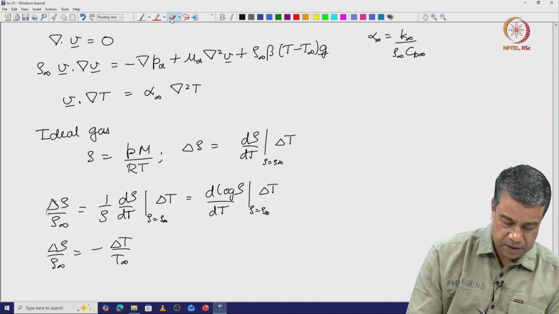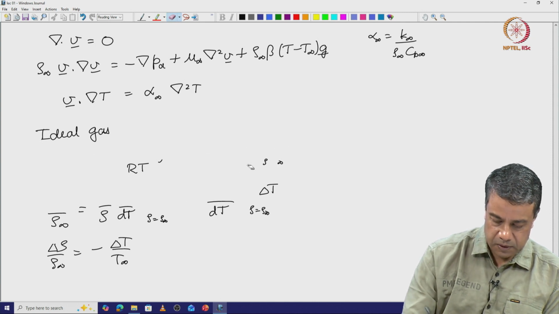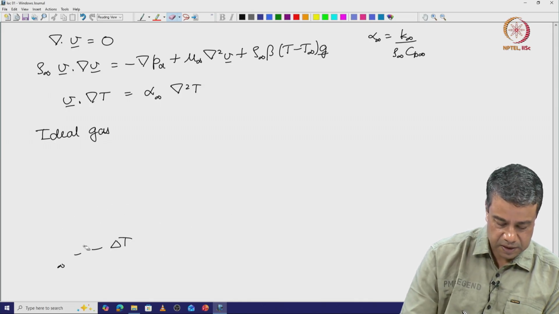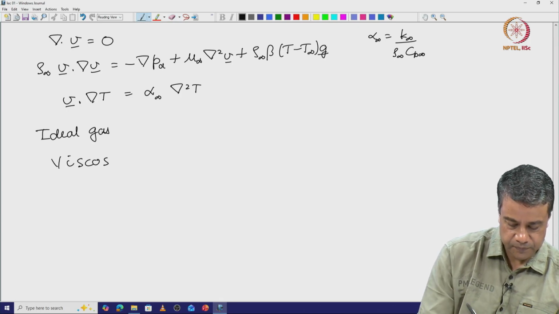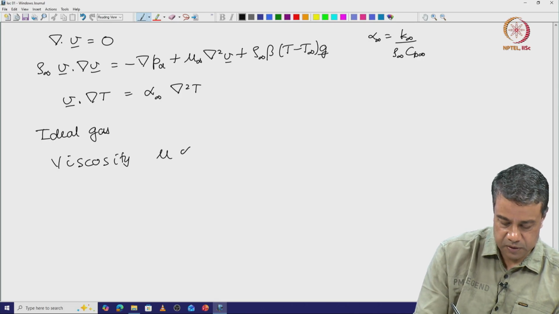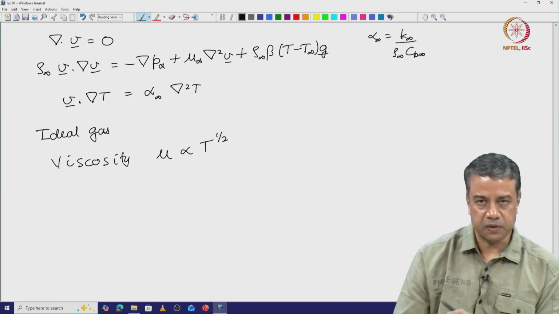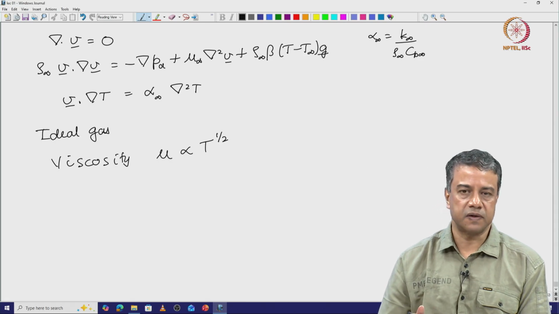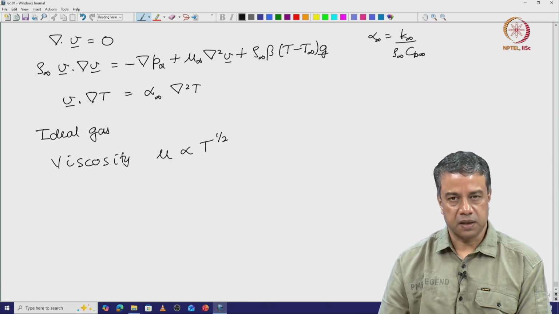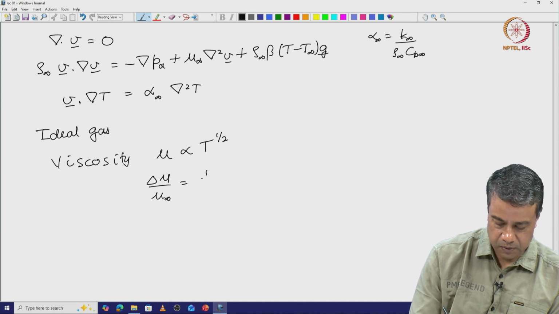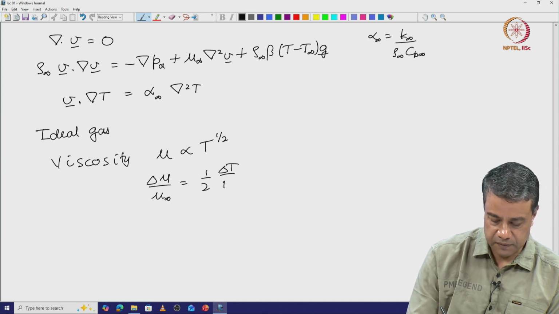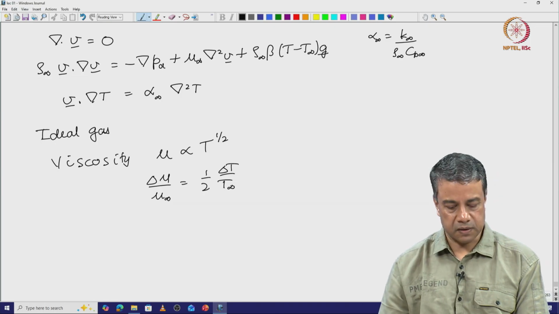Similarly, for the viscosity, we know that for an ideal gas, the viscosity mu is proportional to the temperature to the half power. It is the square root of temperature, because that is the fluctuating velocity in a fluid. Therefore, delta mu by mu infinity will be equal to 1 by 2 delta T by T infinity. You can do that just by taking the logs.